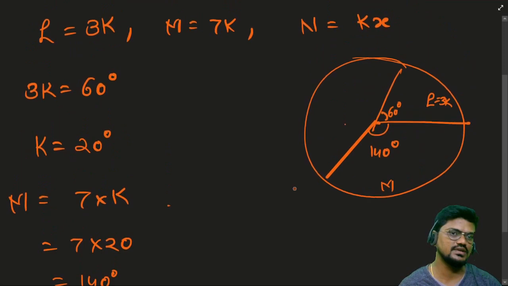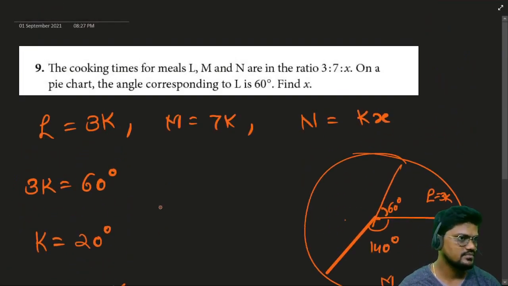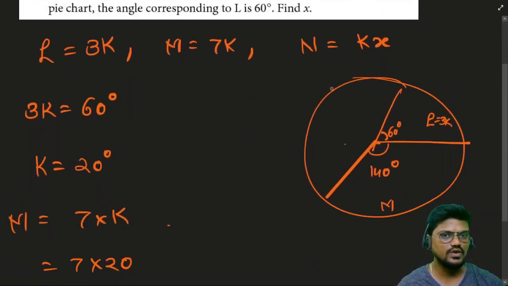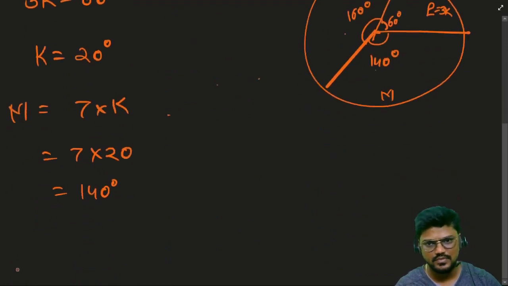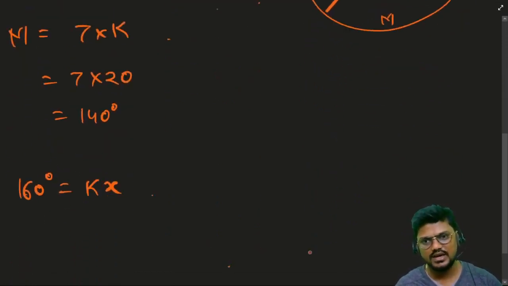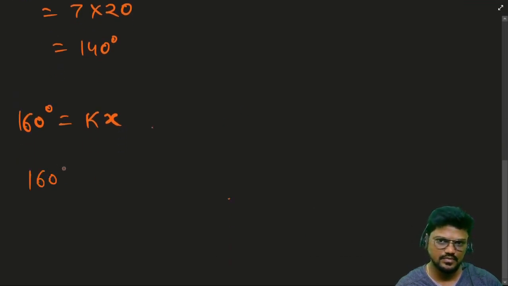Whatever is left will be for N. 140 plus 60 is 200, so 160 degrees is left for N. But 160 will be equal to Kx. 160 degrees equals Kx. Now what is the value of K? K is 20. So X equals 8.